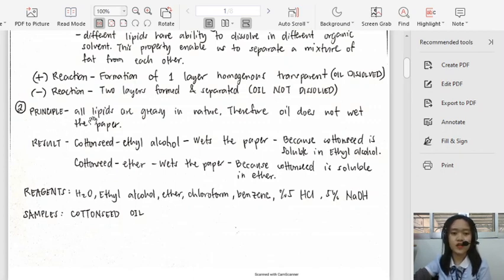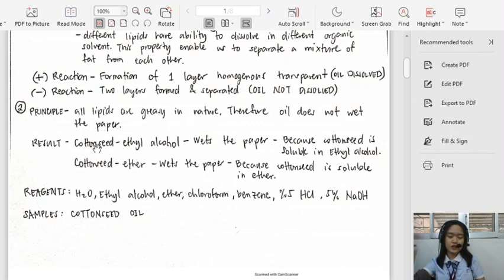Okay? So, all lipids are greasy in nature. Ito yung principle niya, class. Therefore, oil does not wet the paper. Okay, so ang dito, kapag hindi na-dissolve yung oil mo dun sa given solvent, then it will not wet the paper. Kasi nga, lipids do not penetrate the paper because of its hydrophobic nature.